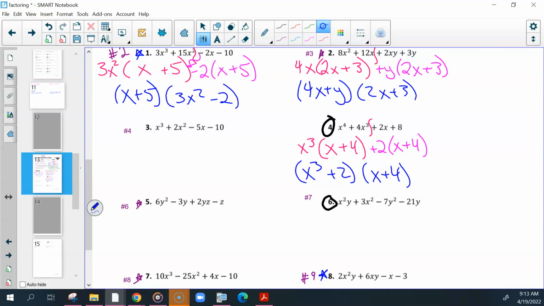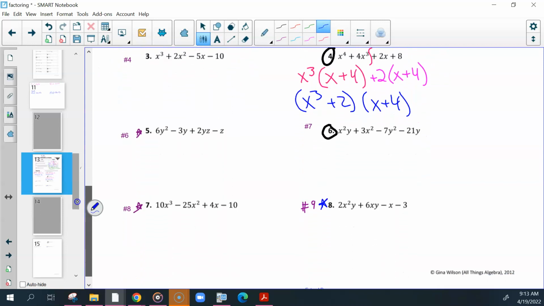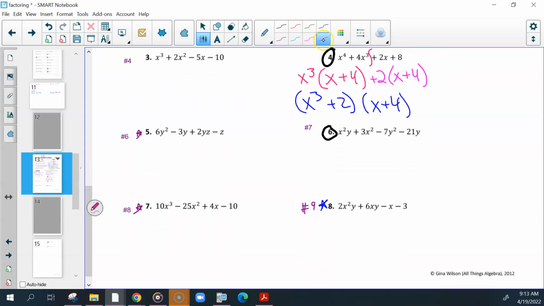Jumping to number 6. What do the first 2 have in common? X squared. We divide out x squared, what's left? Y plus 3. What do the last 2 have in common? Negative 7y.